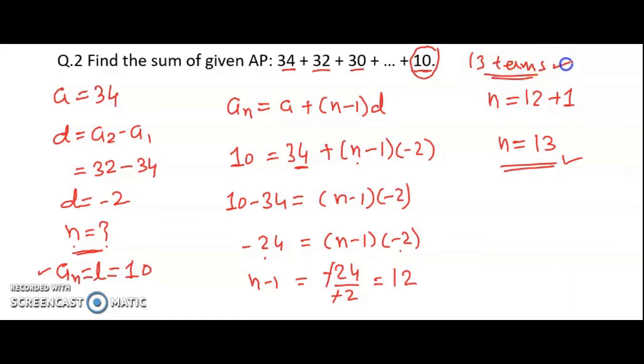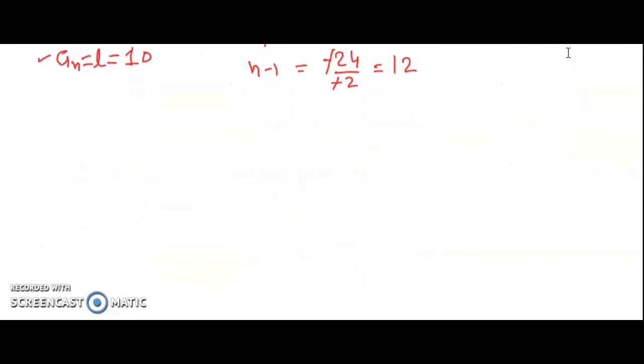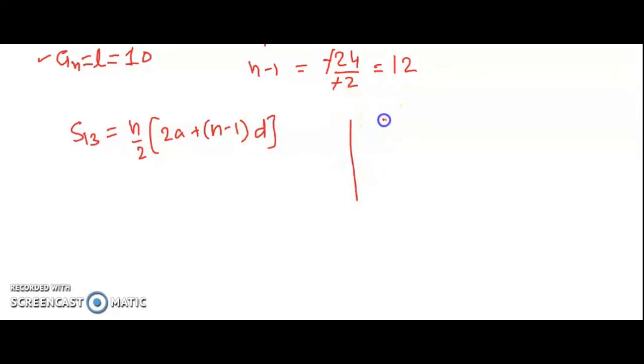So we have to find the sum of 13 terms of this arithmetic progression. We have two formulas. The first formula is n by 2 into the bracket (2a plus (n minus 1)d). This is the first formula. And the second formula is n by 2, (a plus an). Here we can use either formula. If you use the first formula, the value of n we have found.